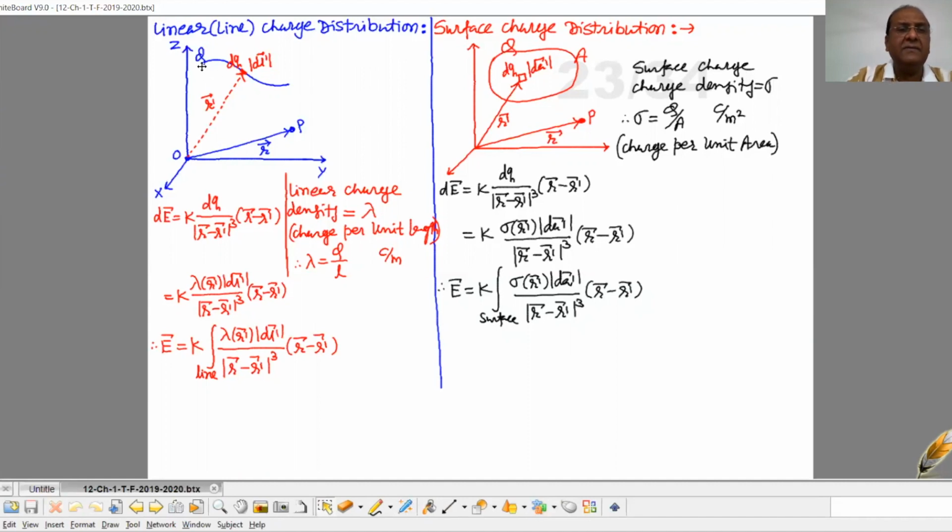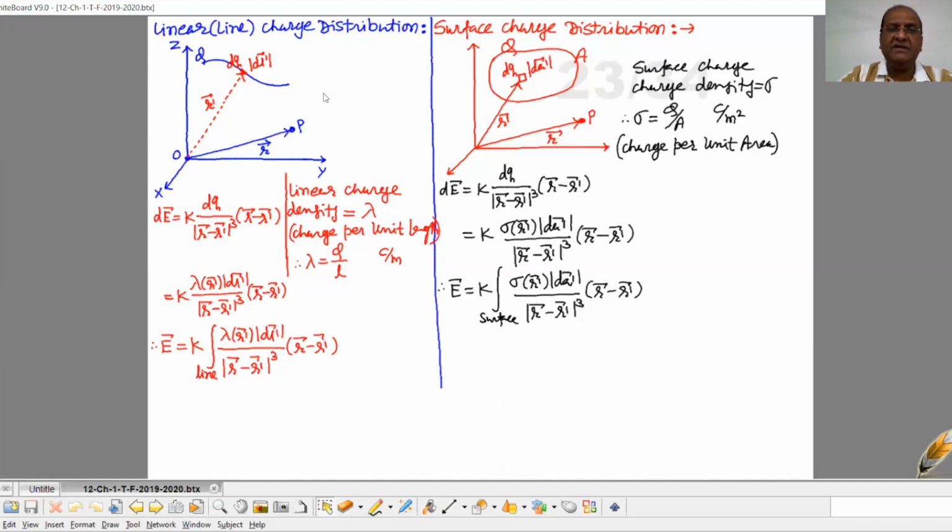So let's first consider the linear, or we can say line charge distribution. Suppose as shown in the figure, on this particular line, charge is continuously distributed. Due to this charge distribution, we want to find the electric field at point P having position vector r with respect to the origin of Cartesian coordinate system. Suppose the linear charge density on this line charge distribution is lambda. Linear charge density means charge per unit length, that is lambda equal to total charge Q upon total length L, so lambda equals Q by L. Its unit will be coulomb per meter.